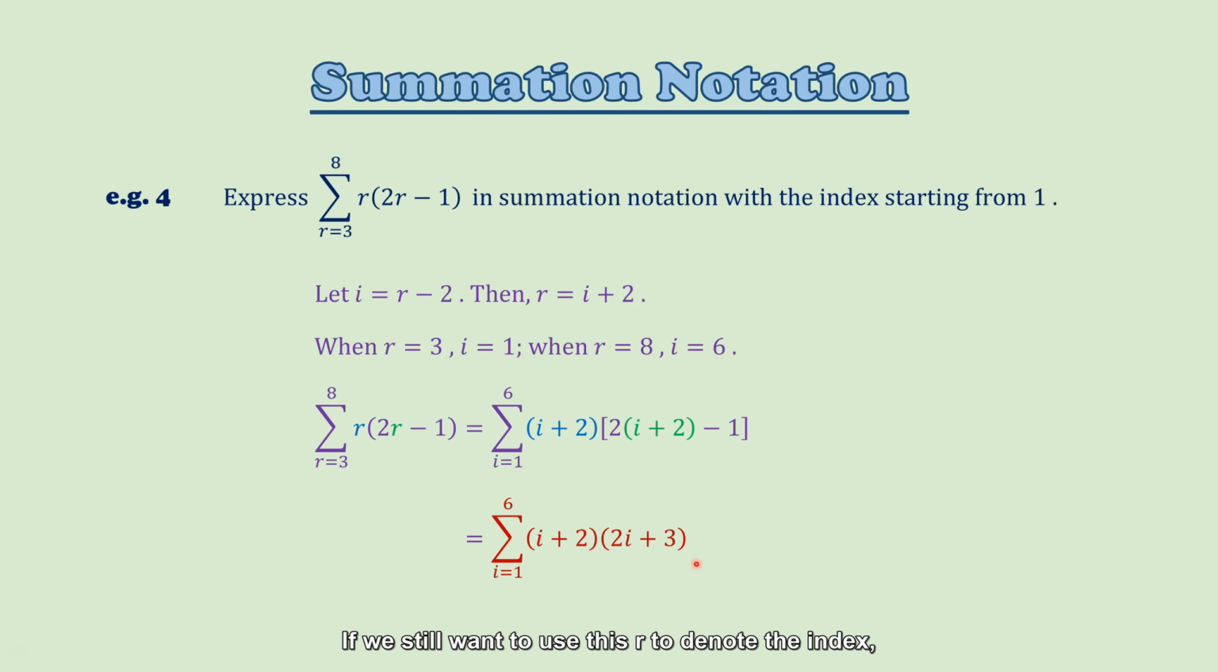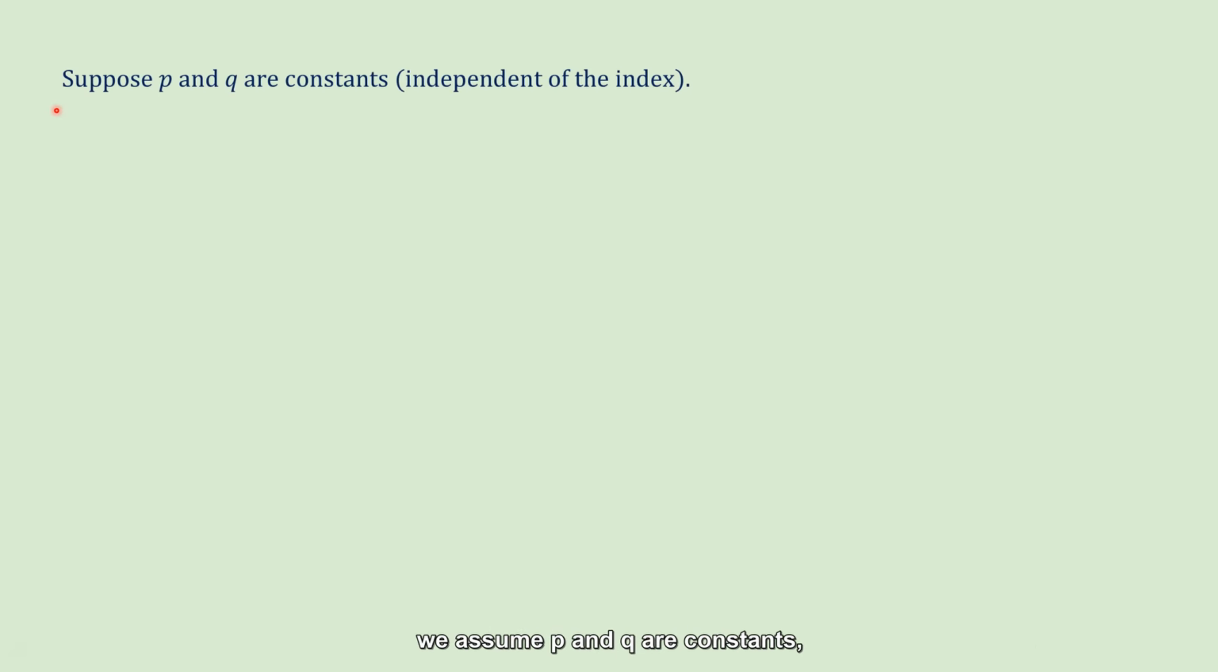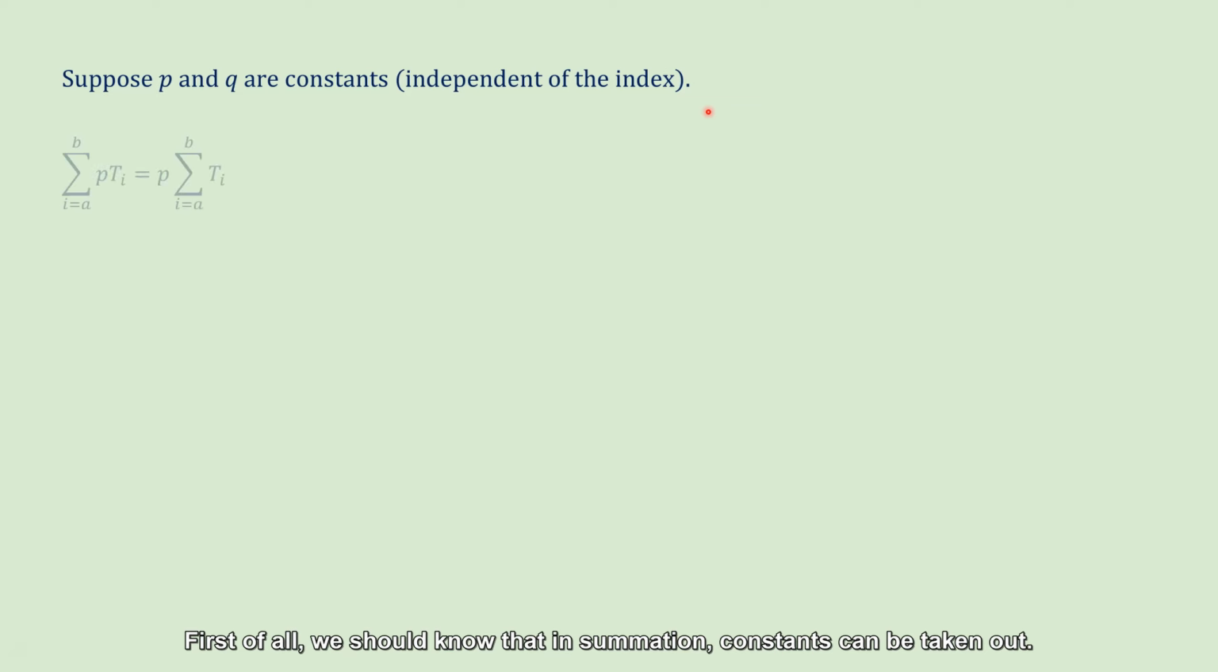If we still want to use this r to denote the index, we can further rewrite this expression like this in terms of r, because the index is just a dummy variable, so it can be denoted by any letter. Before we come to the last example in this video, I would like to introduce some useful properties of the summation notation. In the following expressions, we assume p and q are constants, which means they are independent of the index. First of all, we should know that in summation, constants can be taken out.